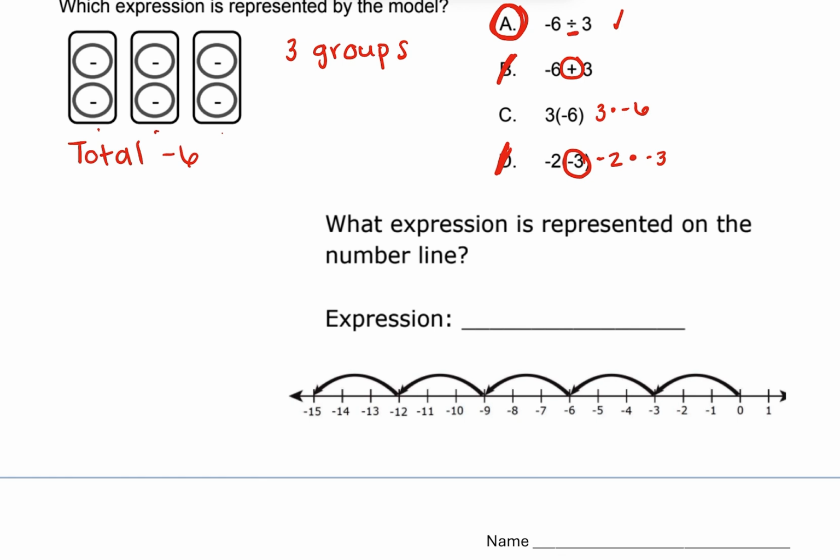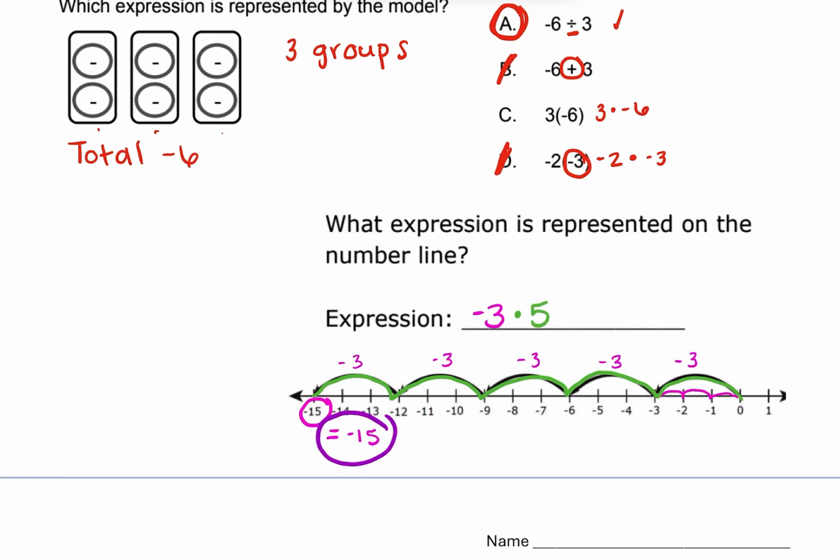All right. Last one, what expression is represented on the number line? So where does it end? It ends at -15. So remember, that's what it equals. And on this one, they did not label our hops. So how many are we going? 1, 2, 3. So this is -3. This is -3. They're all the same. So we have -3. And then how many -3s do we have? We have 1, 2, 3, 4, 5. So we multiply that by 5.